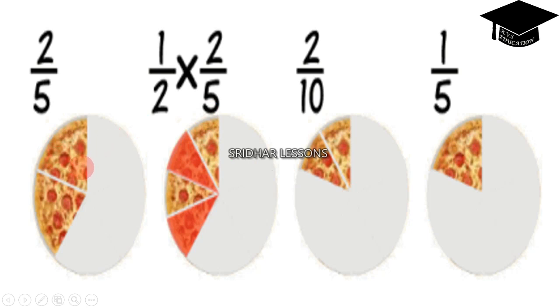See this one. Totally 5 parts of pizza. 2 parts were there. So 2 by 5. Here, 1 by 2 is with one color and 2 by 5 is with one color. Okay. And for this, we can call this 2 by 10 or also 1 by 5. Just simple fractions in generalized format.